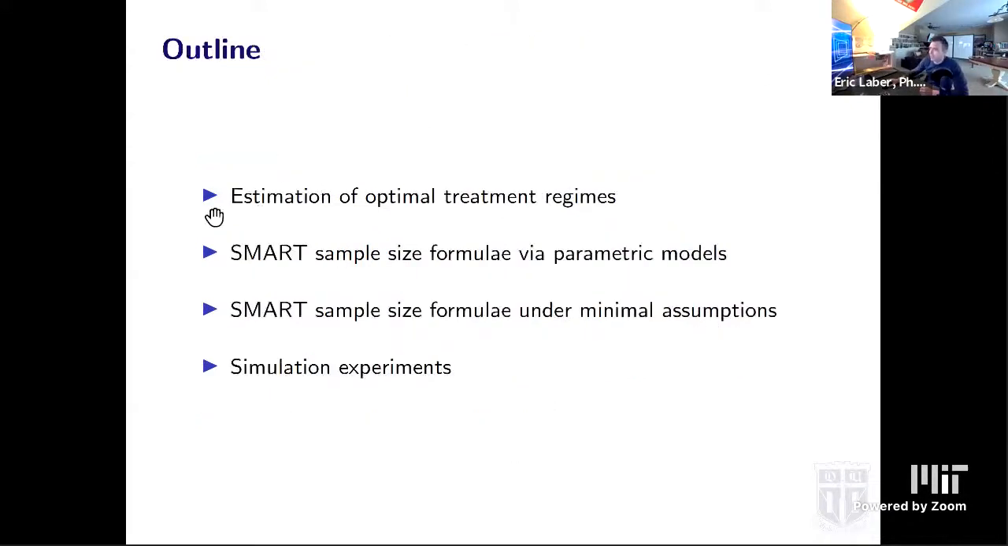Okay, so here's an outline for the rest of the talk. First, I'll review estimation of optimal treatment regimes. Then I'll talk about the sample size when you put a lot of structure in the problem. And then, what do we do if we don't want to make any assumptions other than the moments we need to exist? And then I'll talk a bit about some simulation experiments that we ran and make some concluding remarks. So that's the idea.